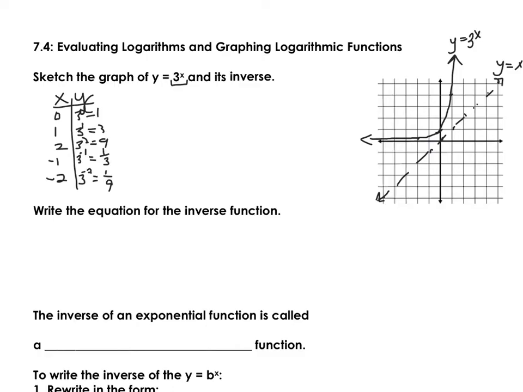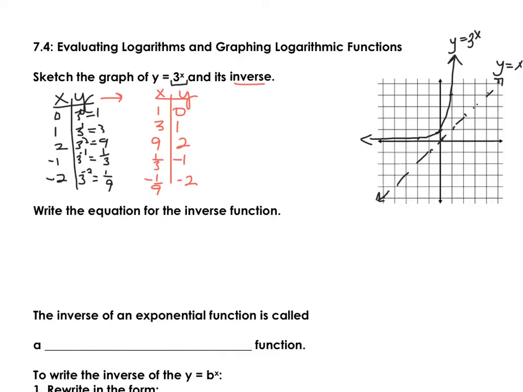But now when we take a look at sketching the graph of the inverse, this is where it's important to have this table. Remember, for the inverse, we're just going to reverse those ordered pairs. We still have x and y in the same column, but we reverse the coordinates. So instead of 0, 1, we'll have 1, 0, and then 3, 1, and then 9, 2. But then we'll have 1/3, negative 1, and 1/9, negative 2.